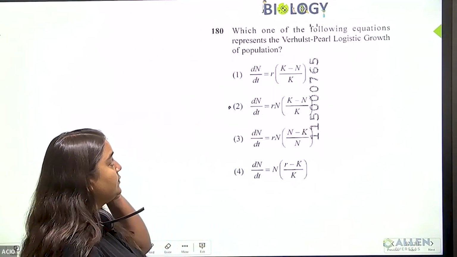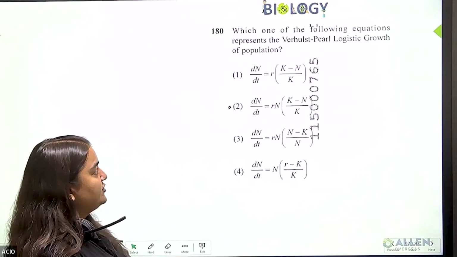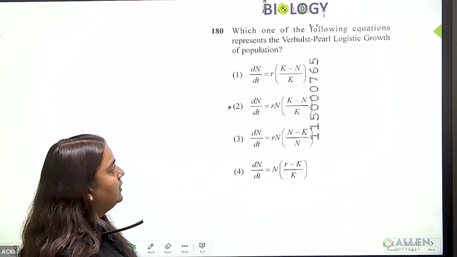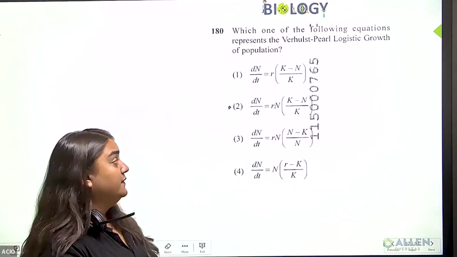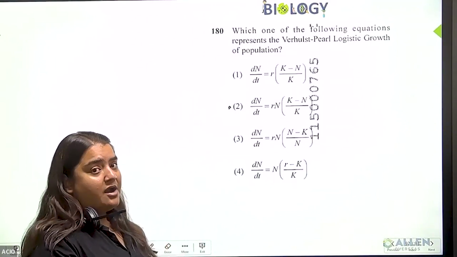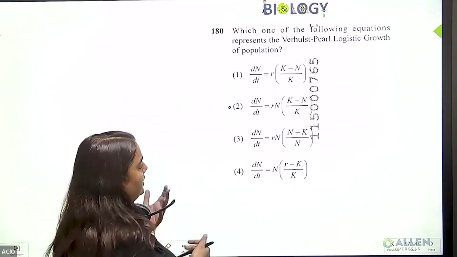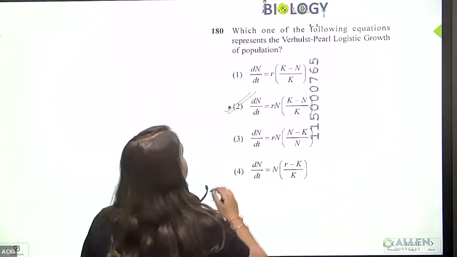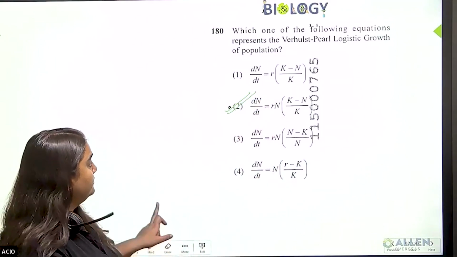Let's move on to the last one. Which of the following equations represents the Verhulst-Pearl logistic growth population curve? That is very easy. dN/dt = rN (K − N)/K, where K is the carrying capacity. So the answer is 2 for this.